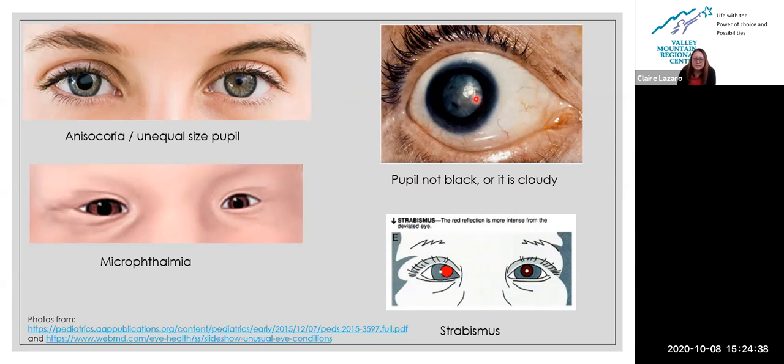And then with this one, you can see the cloudiness in there. The pupil is not black. There's cloudiness in there that's happening. So you want to address that as well. You want to tell the caregiver, bring your child to your primary care provider and have them investigate that. Maybe they might need to refer you to a pediatric ophthalmologist.